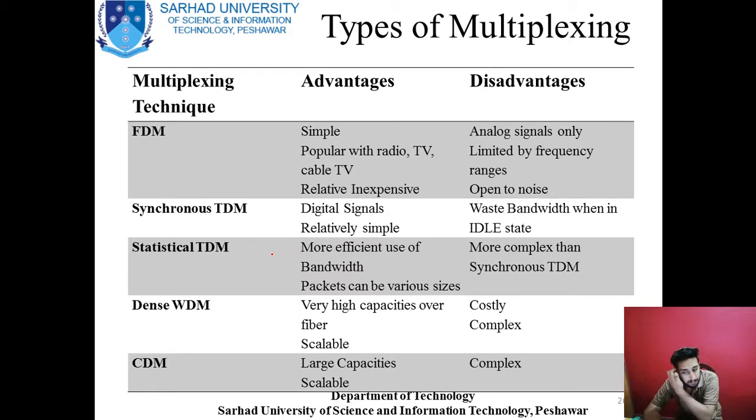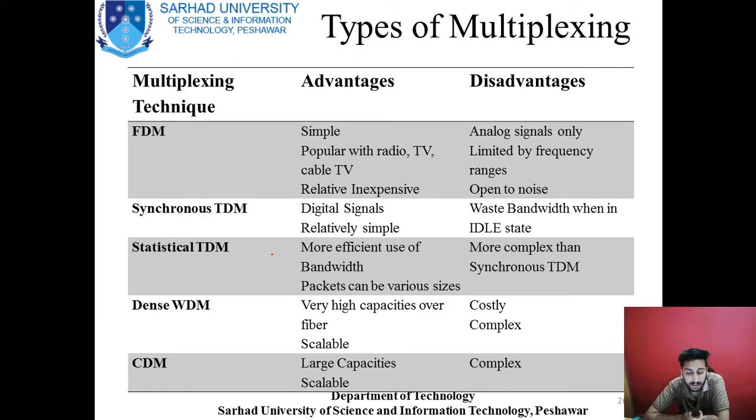Now this is the brief summary of all the techniques that we have studied till now. FDM has the advantage that it is simple, it is more popular with radio, TV, and cable TV, and it is relatively less expensive, or you can say cheap. That is why it is mostly used. And what are the disadvantages of FDM? As I've told you, FDM works on analog systems, so it is more susceptible to noise, and it provides limited frequency ranges.